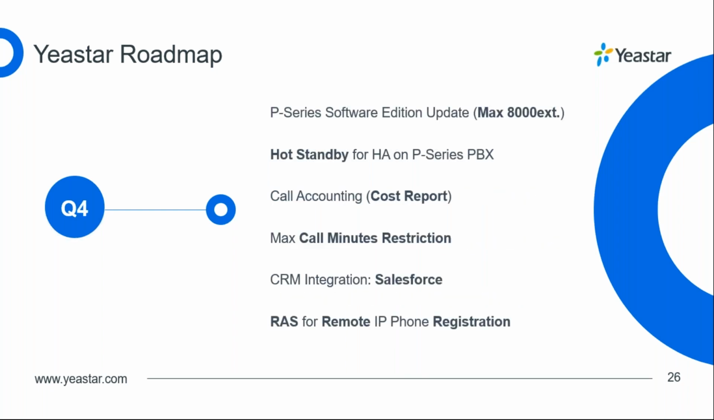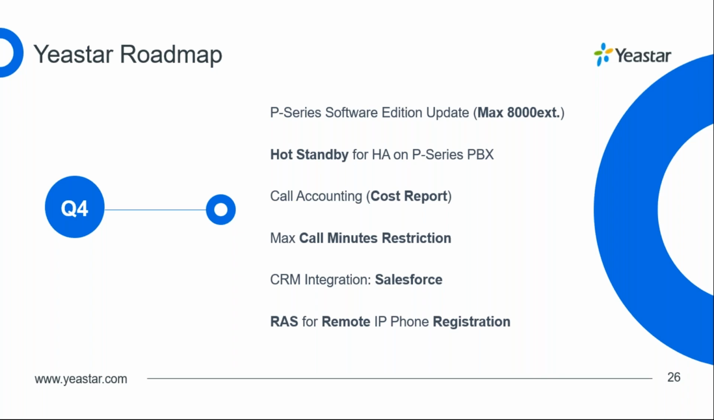And on Q4, we're going to do something else. The software edition of our PSeries system will be able to support 8,000 users. That's on Q4, I guess by the end of this year. And then we're going to support hot standby for high availability on the PSeries PBX. That's it. And then call accounting. This one will also be supported.